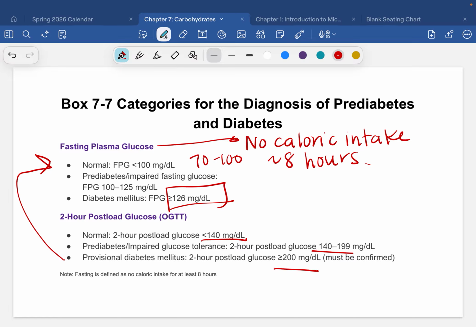Okay. So the big diagnostic criteria, in general, the one that's used the most to diagnose diabetes mellitus, is going to be the fasting plasma glucose of greater than 126 milligrams per deciliter. Okay, and you do have to remember that.